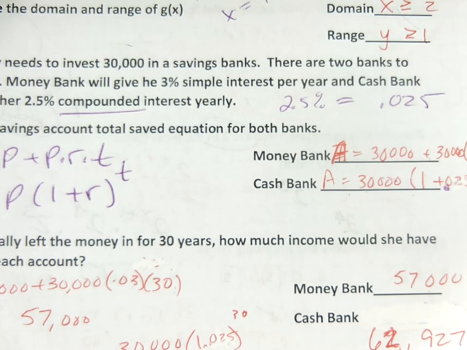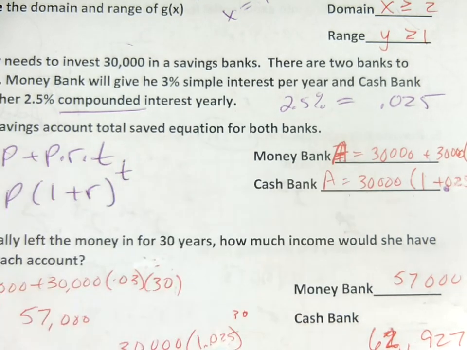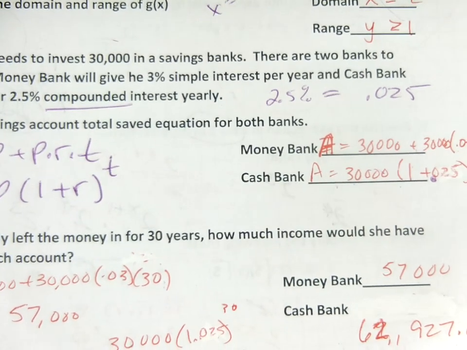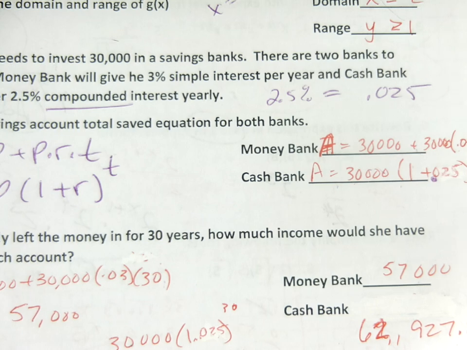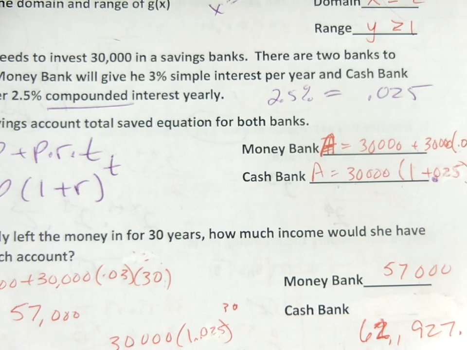And then after 30 years, I can graph those numbers. Cash Bank is eventually more in the long run. It's less in the short run. It curves slightly. Money Bank is a straight line because it's linear, okay?